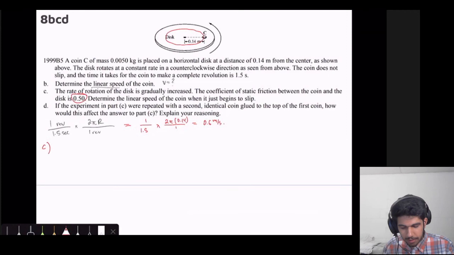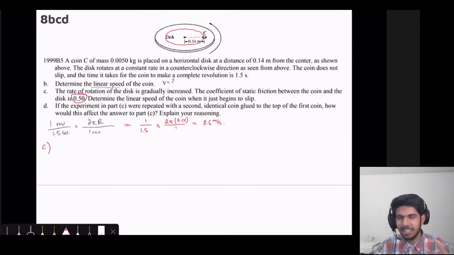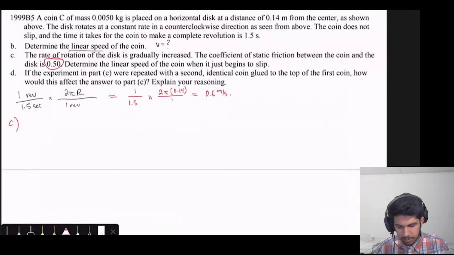And now we want to find the velocity of the coin when it just begins to slip. So now the circular path isn't being followed as much. So the coin will begin to slip when the static friction has reached its maximum. That seems a little bit confusing. Let's just dive into what we need to do, and we'll explain it.